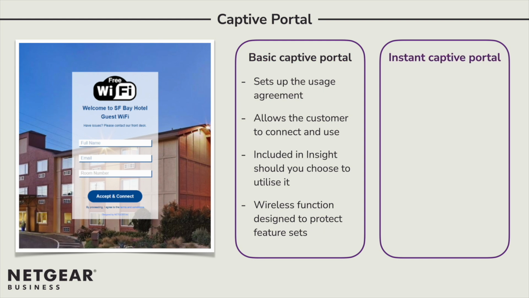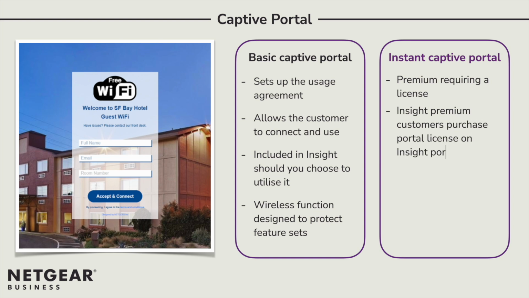The Instant Captive Portal is a premium service which requires you to buy a license in order to use it. As we discovered in Module 2, there are two Insight packages, Pro and Premium, and the rules when purchasing an Instant Captive Portal license are the same. Insight Premium customers are able to purchase the Instant Captive Portal license on the Insight portal. However, Insight Pro customers need to contact a NETGEAR sales representative or reseller to make the purchase.